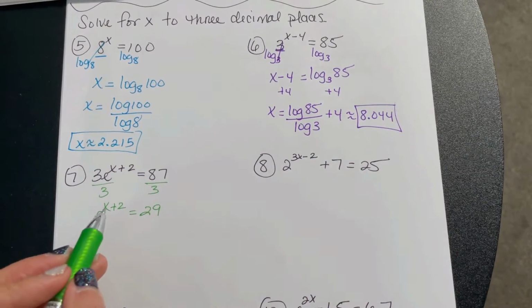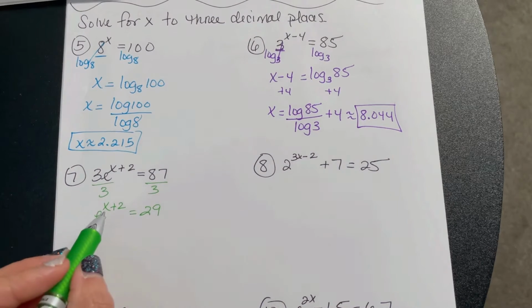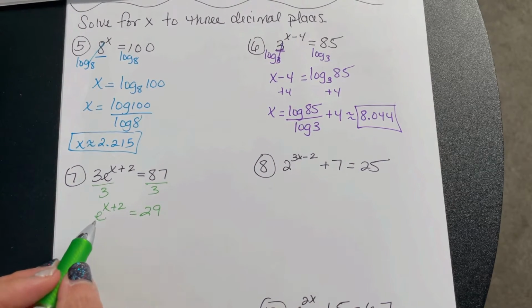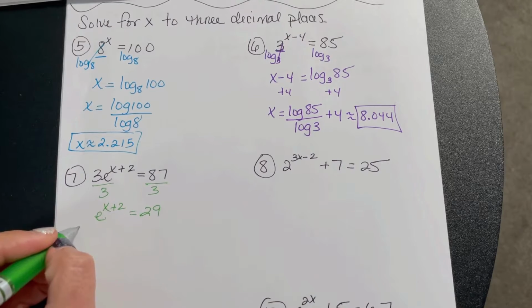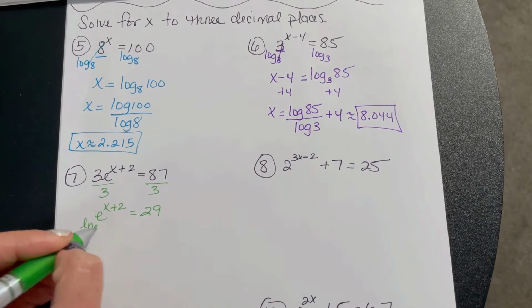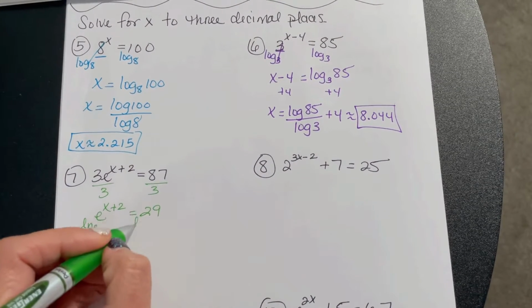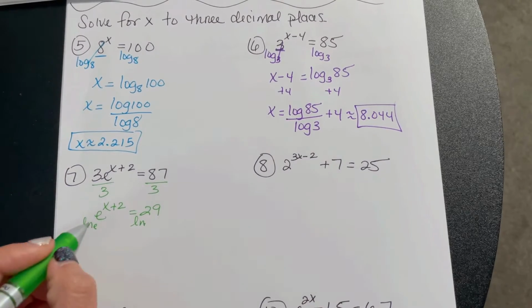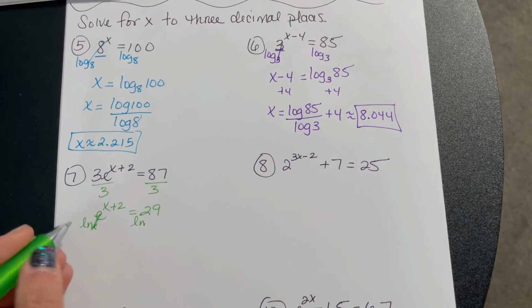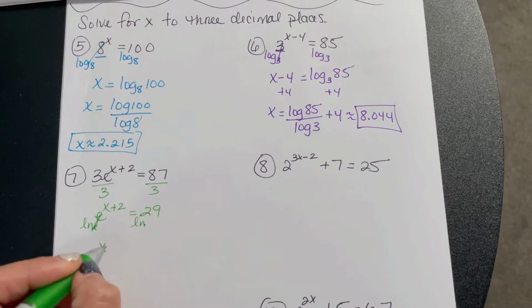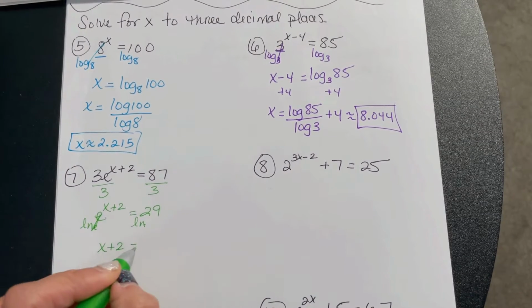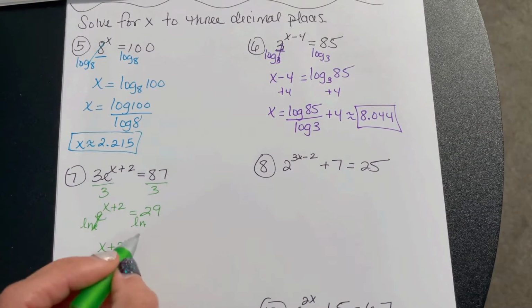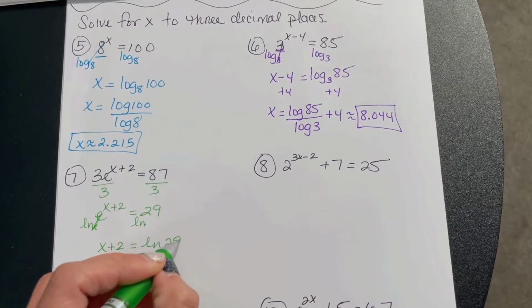All right, I need to get the x plus 2 out of the exponent, and the way to do that is to get a double base. So what has a base e? Well, that would be the natural log, because it has a base e that's not written. I don't need to write the base e. I'm writing it here so I could have the double base so you could see it cancels, but you don't have to write the base on a natural log. Just know that it's an e. So x plus 2 equals natural log of 29.